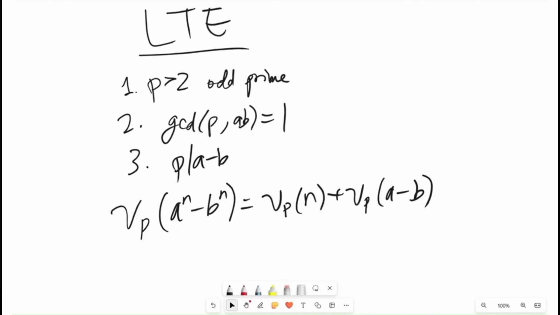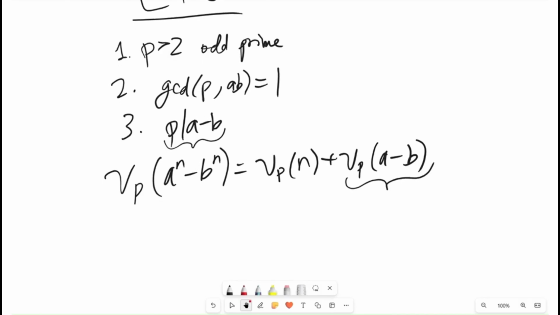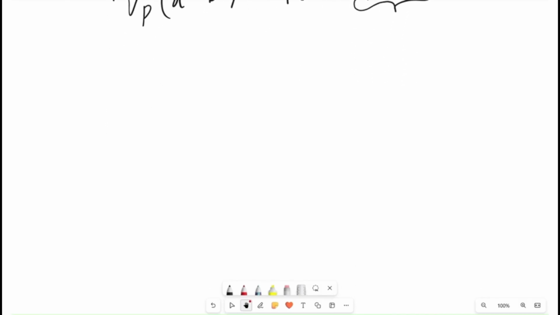And when I first learned this lemma, I thought, hey, this term is greater than 0 just because P divides A minus B, so that's pretty interesting. And you may be wondering, is there an LTE for even primes, namely just 2? Well, there is another version of this lemma. So the version for the prime number 2 is as follows.